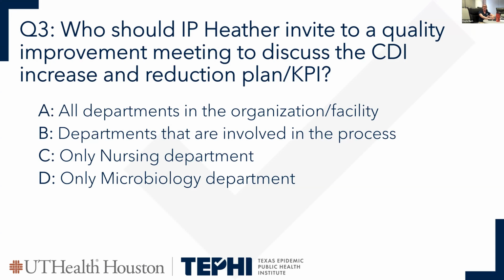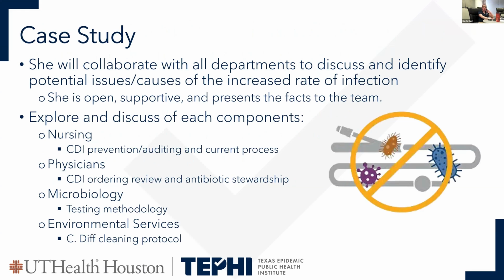Great. The answer is B, all the departments that are in the process. So she is going to collaborate and set up this reduction plan, specifically to discuss and identify potential issues. Always going into this, you want to present the facts. You want to be very open. This is a very exploratory process. There shouldn't be blame at this stage of the reduction plan. You don't know exactly what's going on. So that's why you're meeting with all the leaders, to see if maybe something is going on in their department. And based on that, you're going to discuss at this big meeting specific things within their area.